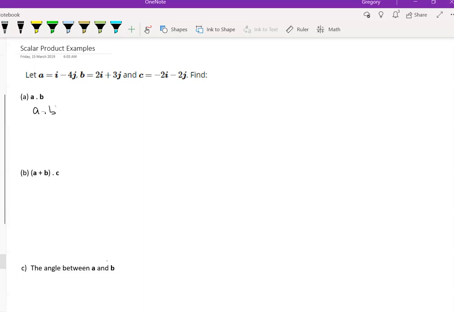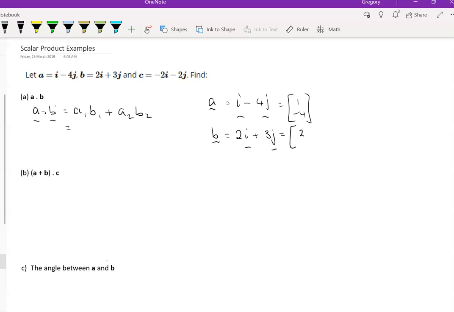So A dot B, if we recall, is A1 B1 plus A2 B2. In this particular example, I'll just write them over here to make it very clear. So I minus 4j can be written as a column vector 1, negative 4, and B is 2i plus 3j. You don't need to do this once you get in the habit, but as this is our first example, I'm making it explicit.